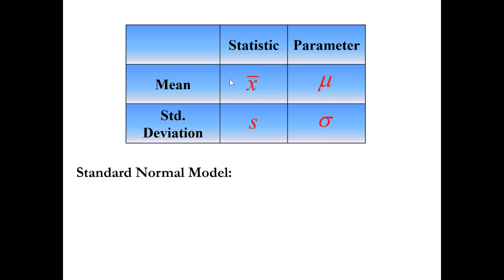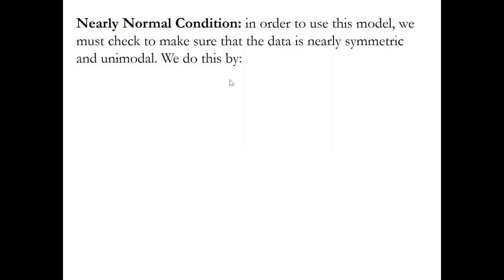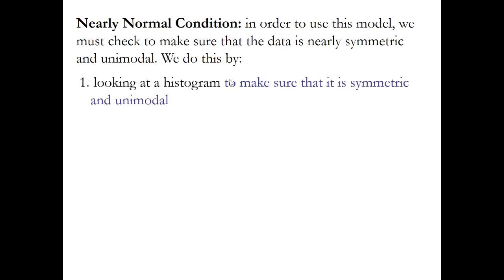The standard normal model, we're always going to use N(0, 1). It's a curve the z-scores work off if the original data is roughly symmetric. So we can use this as long as our data is roughly symmetrical. Now, we do need our model to be nearly normal. To do this, we check our data, load it in a histogram, and make sure it's nearly symmetric and unimodal. That's the easiest way for us to do it at this point. We've drawn histograms before.